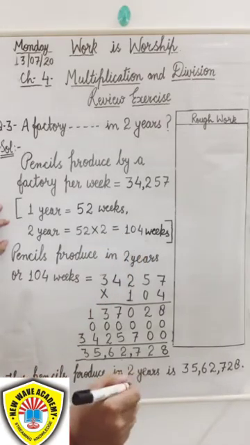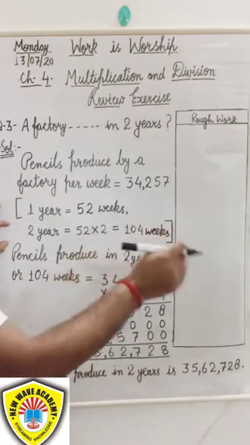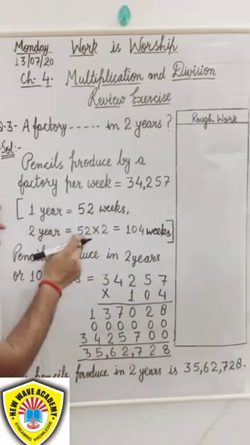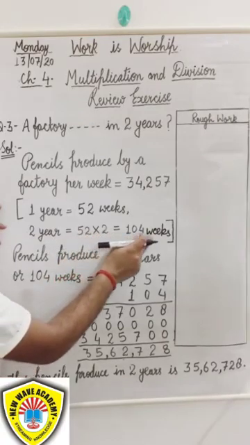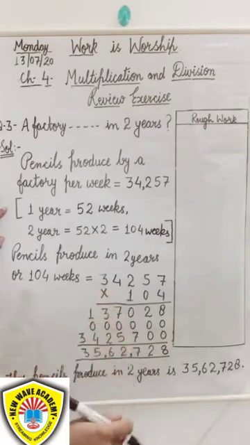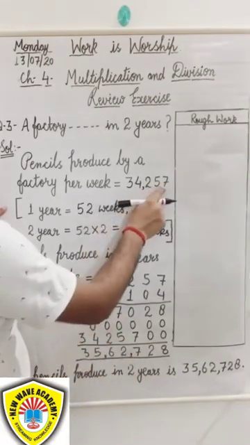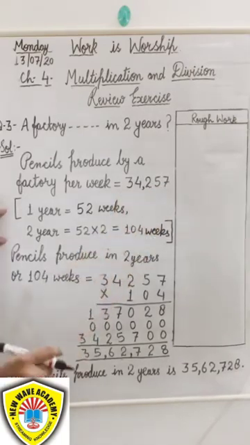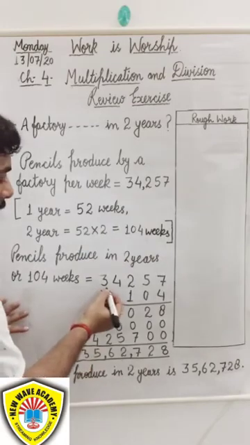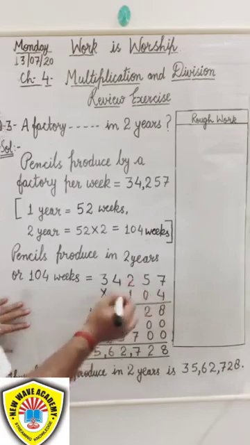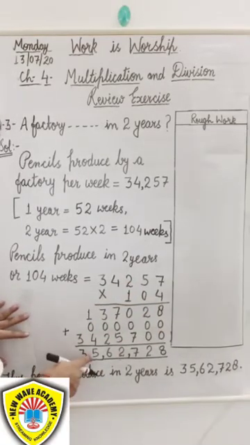Okay. So first of all, we will convert the number of years into weeks. So 1 year is equal to 52 weeks. So 2 years is equal to 52 into 2, 104 weeks. Now, to find the number of pencils in 2 years, we will multiply 34,257, the production of pencils per week, by 104, the total number of weeks. Okay. Here we have the multiplication, 34,257 by 104.